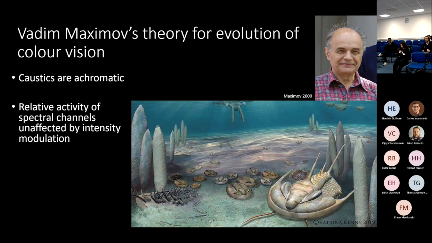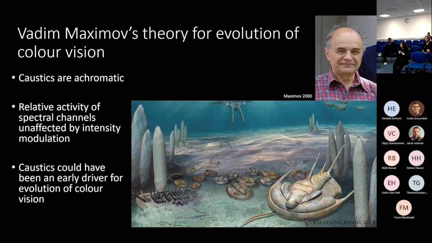So they're achromatic. And that means that if you have color vision, the relative activity of two of your color channels is going to stay the same. So let's imagine you're filming this with a camera. The blue and the green channel of the camera will be fluctuating up and down, but the relative activity will stay the same. So if you compare the activity of those two channels, you might be able to filter out that dynamic illumination. There's very little evidence for this actually happening. There's a few modeling papers that look at it. But it could be one of the early drivers for color vision in animals.